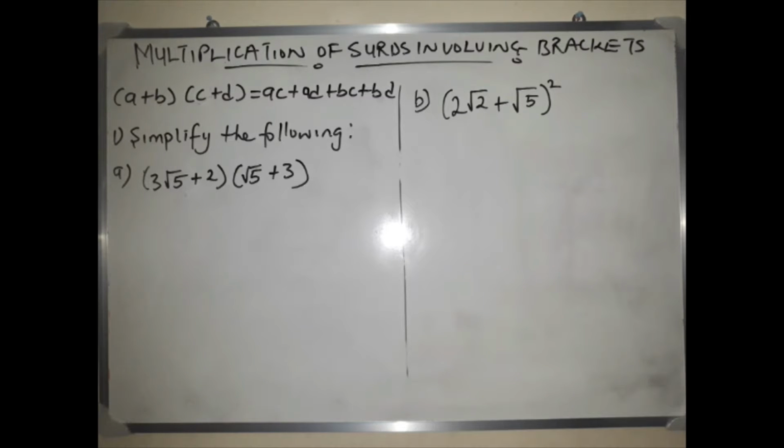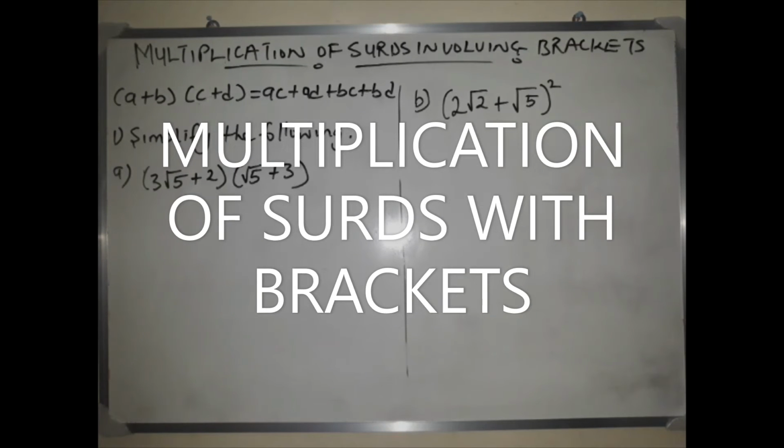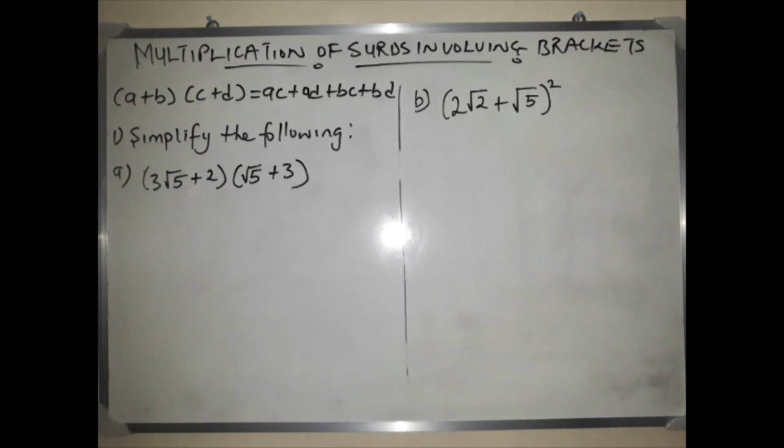Today we'll be learning how to multiply surds which involve brackets, that is surds that are enclosed in brackets. When multiplying surds in brackets, use the ordinary algebraic method. It says when multiplying surds that involve brackets, you use the already well-known algebraic method, and you can see an example of the algebraic method right here.